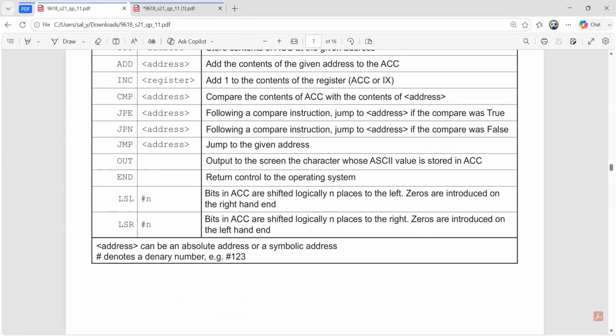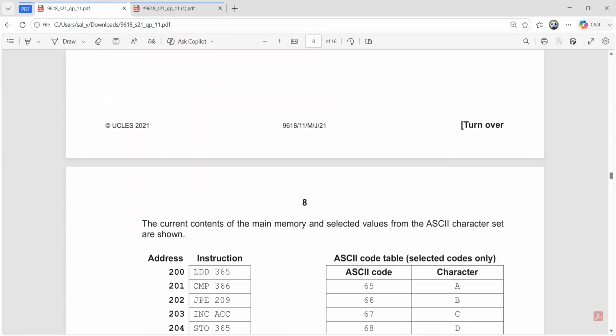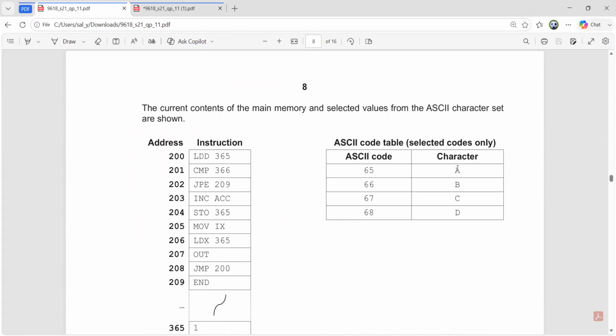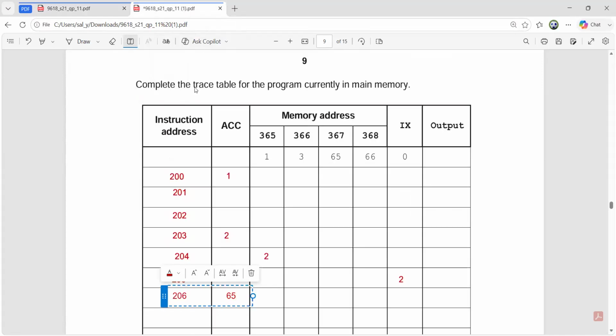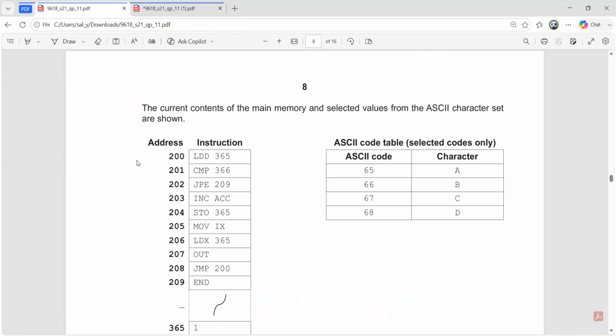So it means ACC is holding 65, and we know the value for 65 is A. So with this instruction, it will result in outputting the value, and that will be capital A. So this is how the value capital A will be on the screen.